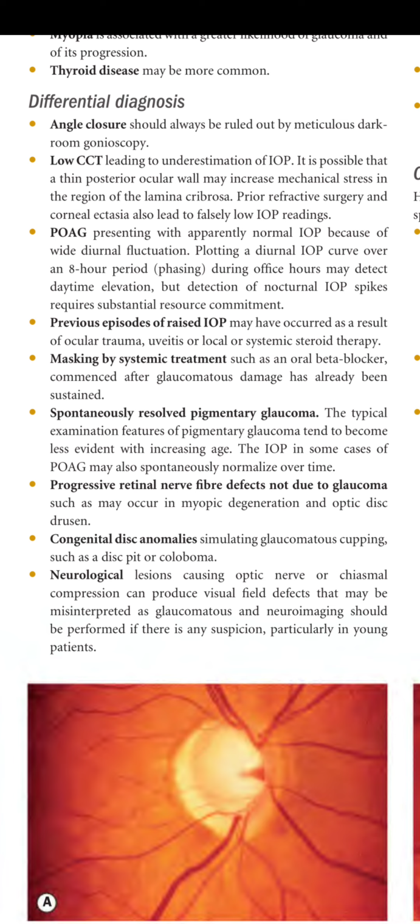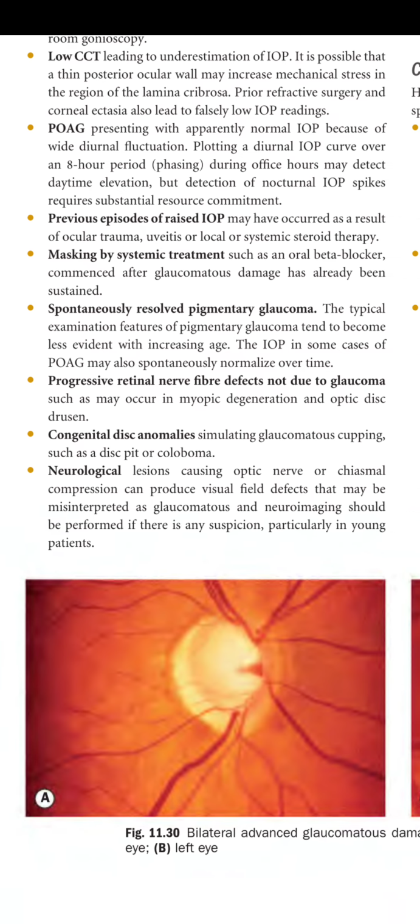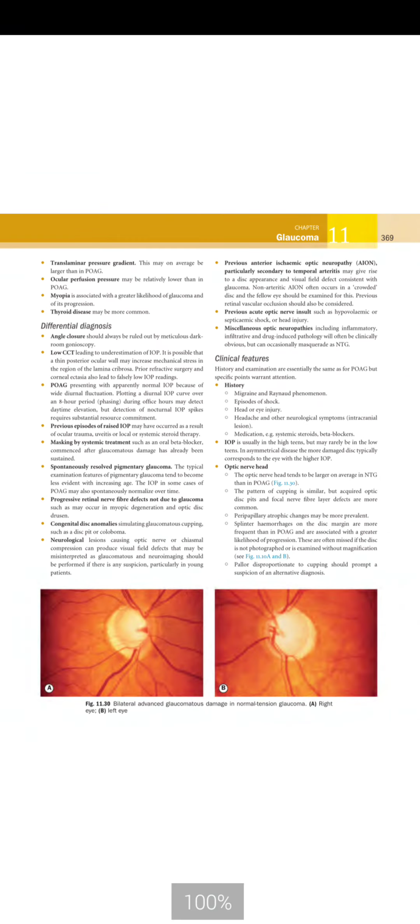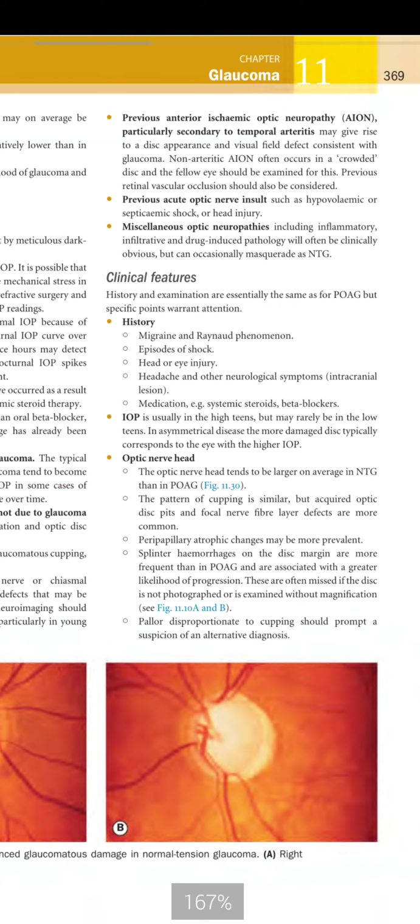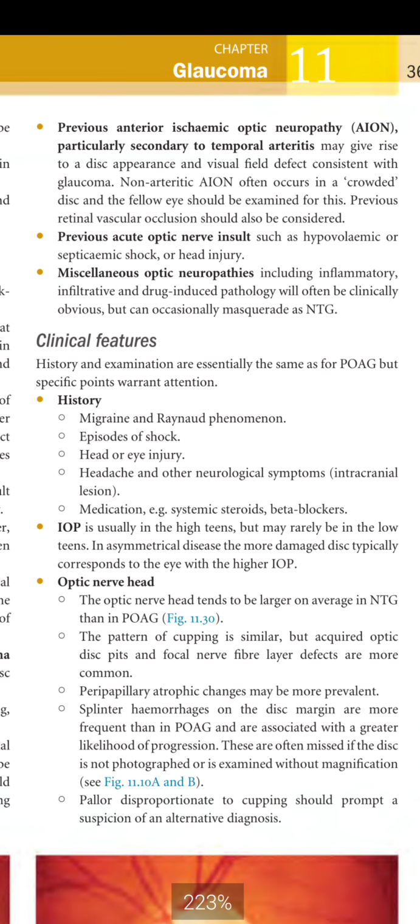Neurological lesions, such as those causing optic nerve or chiasmal compression, can produce visual field defects that may be misinterpreted as glaucomatous, and neuroimaging should be performed if there is any suspicion, particularly in a young patient. Previous anterior ischemic optic neuropathy, particularly secondary to temporal arteritis, may give rise to a disc appearance and visual field defect consistent with glaucoma, because it gives an arcuate type defect. Non-arteritic AION often occurs in a crowded disc, and the fellow eye should be examined for this.